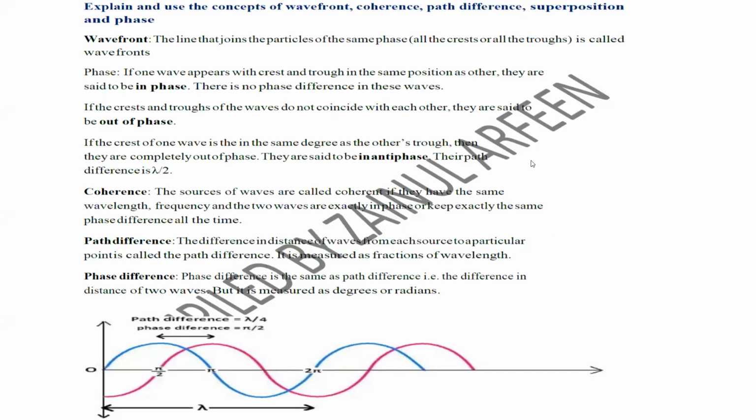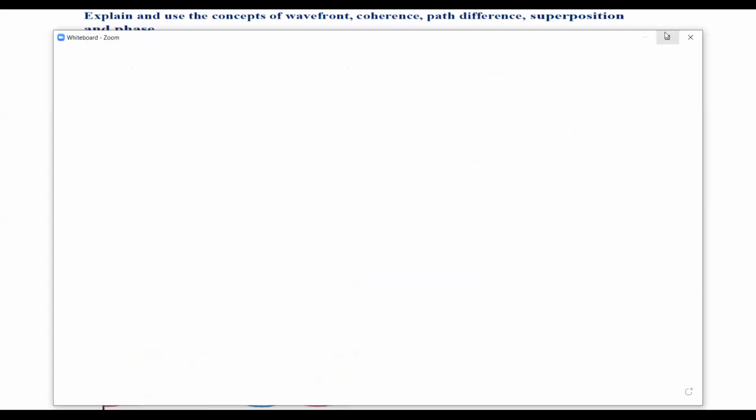So the difference between the phase difference and the path difference. This is a common term which we use to compare two waves. When we are comparing two waves, we can use these two terms frequently. One is called a phase difference.